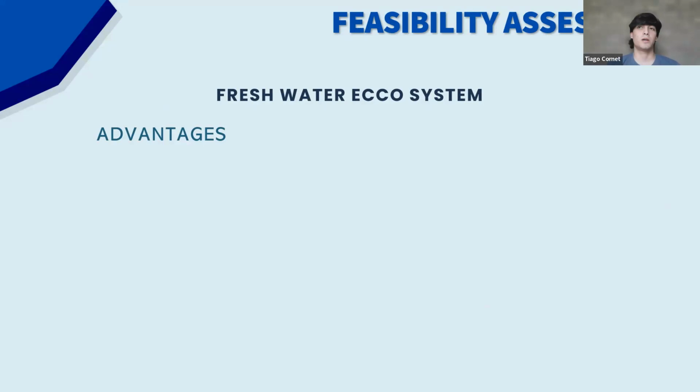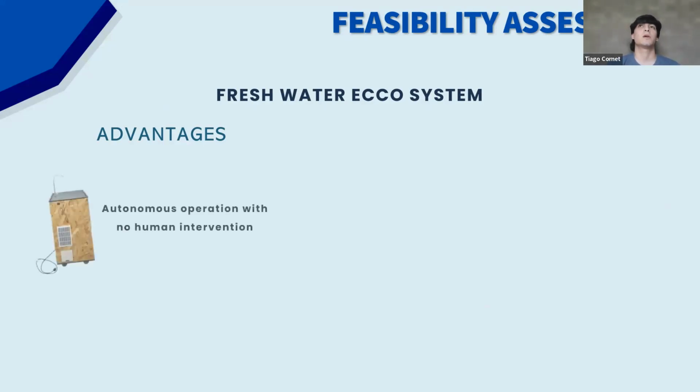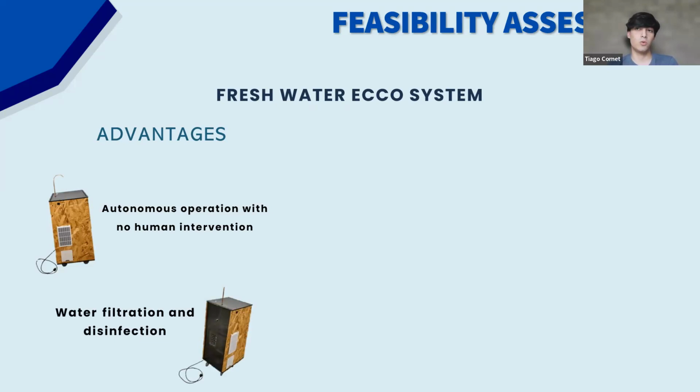The freshwater ecosystem's principal advantage is that the system, or the device, is automatic, producing water by itself without human intervention. So workers and students will not have to consume energy for collecting water. The device can also filter and sterilize the collected water, which is useful in areas with air pollution, where harvested water could be contaminated.